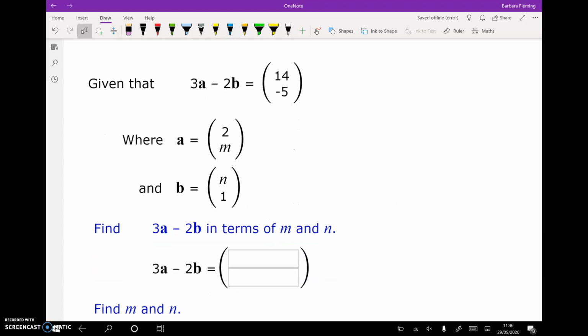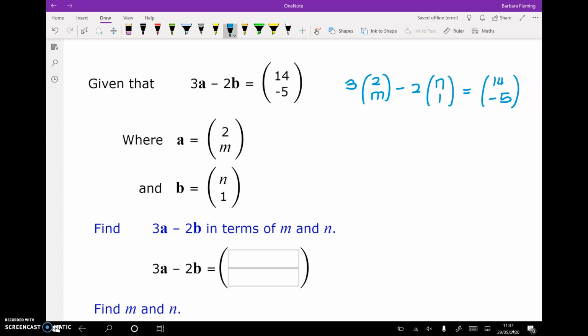Given that 3a take away 2b equals 14, minus 5, and we've got what our a and b are, find 3a take away 2b in terms of m and n. So I'm going to do a bit of substitution here. I know that 3a would be 3, and we've got our 2m here. Take away 2b, 2n and 1, and we know that that equals 14, minus 5. We'll just deal with our left hand side because that's what we're being asked initially.